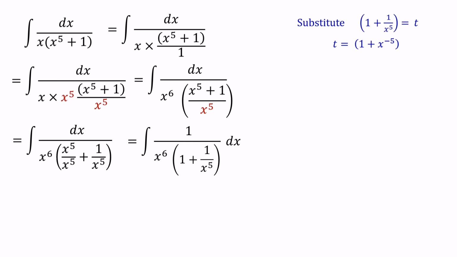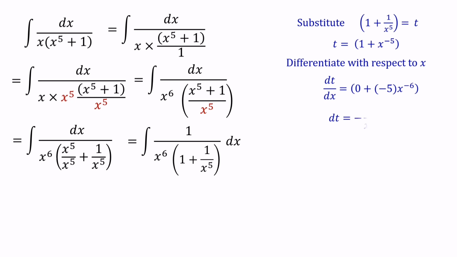Then we can differentiate with respect to x. Differentiation of t we can write as dt over dx. Differentiation of 1 we can write as 0. Differentiation of x to the power of minus 5 we can write as minus 5 into x to the power of minus 6. Then we can write dt as minus 5 over x to the power of 6 into dx.